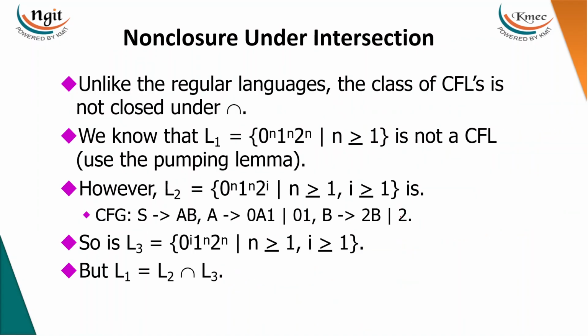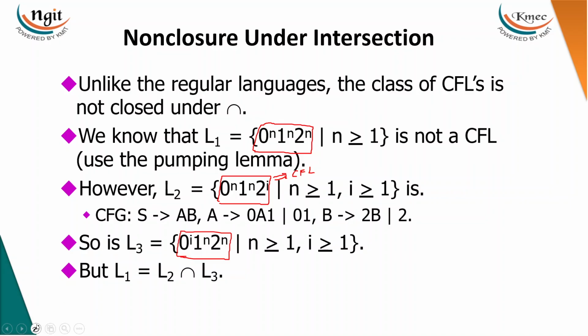So it is not closed under the intersection, right? Let me explain this. We have already proved that 0 power n, 1 power n, 2 power n is not a CFL with the pumping lemma in the last one. Let me go with this. And we have L2, 0 power n, 1 power n, 2 power i. So this is a CFL, right? And L3, 0 power i, 1 power n, 2 power n. This is also a CFL. Let me explain this with an example.